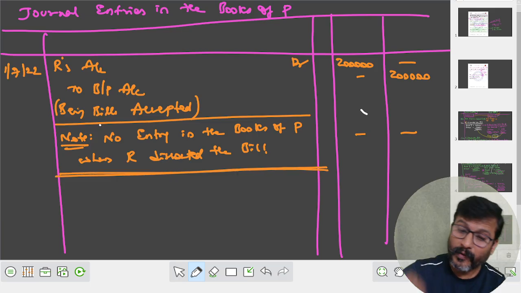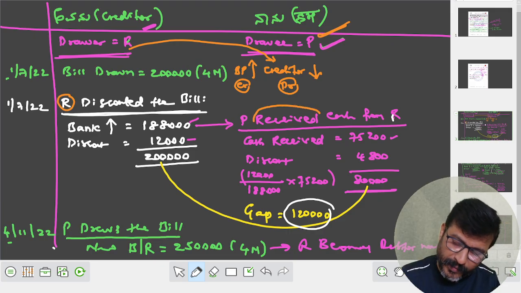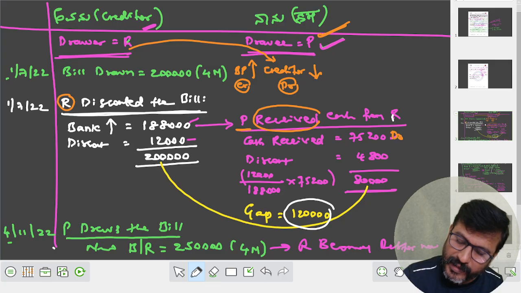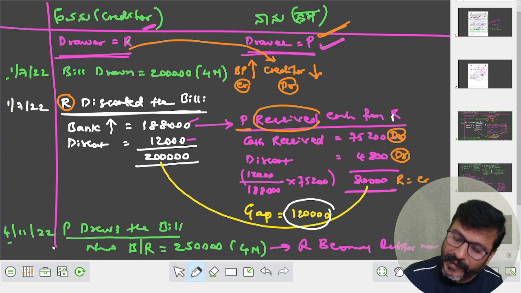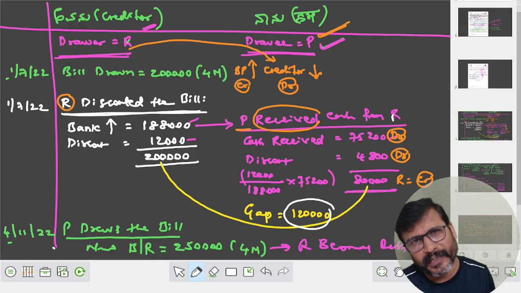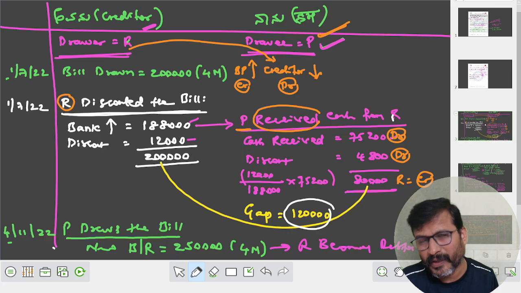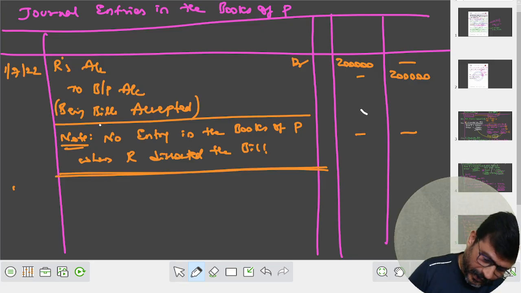Fine. What happened in the next stage, my dear students? P received cash from R. Who received cash? P received the cash. When P received the cash, cash increases, debit. Discount is to be debited. This is received from whom? R. R is to be credited. For this the journal entry will be bank account debit, discount account debit to R's account. If not bank, you can use cash. On the same date, 1st July 22.